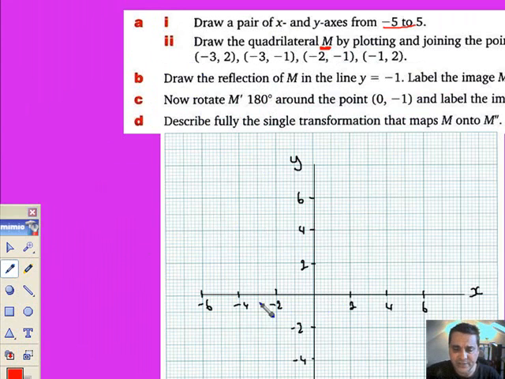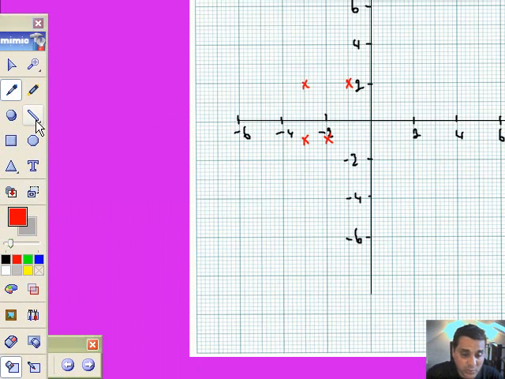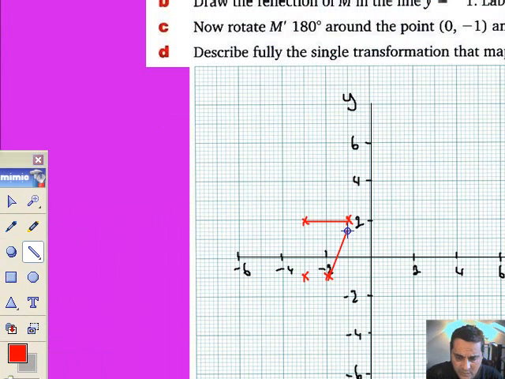So -3, 2. -3, 2 is there. -3, -1. So it's -3, -1 there. -2, -1. Just about fits there. And -1, 2. So it looks like I've got a bit of a trapezium thing going on here. In fact, let's just call it trapezium, that's what it is. Join the vertices to get the trapezium we're looking for.